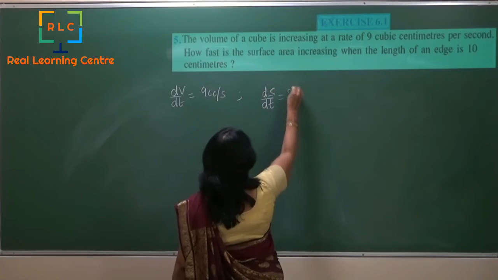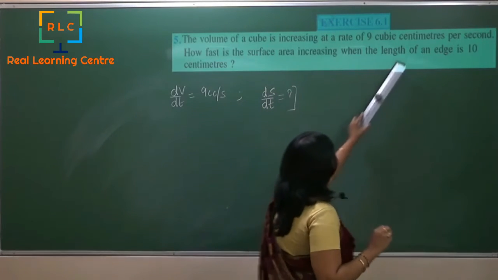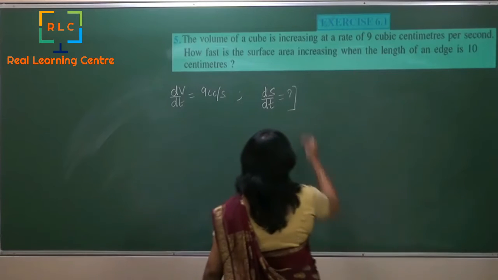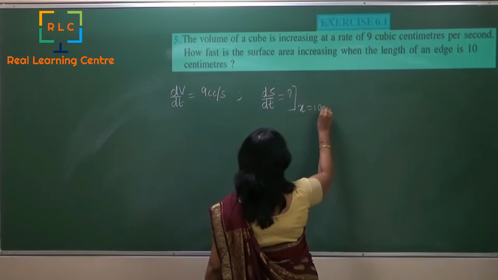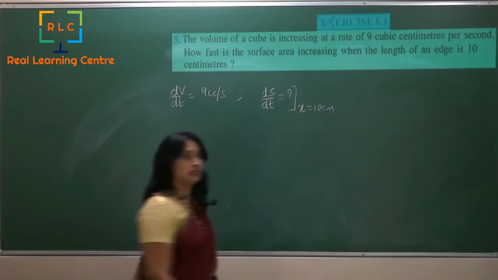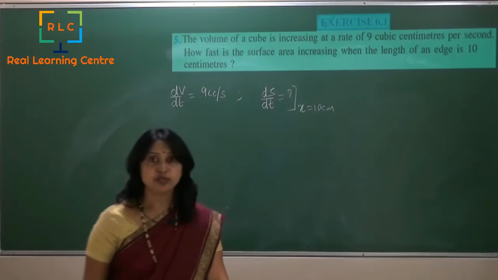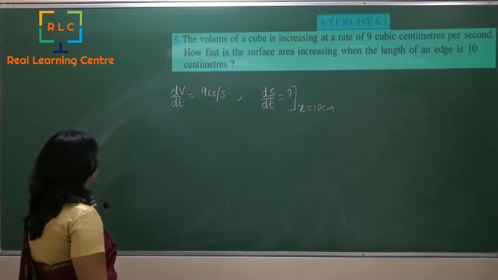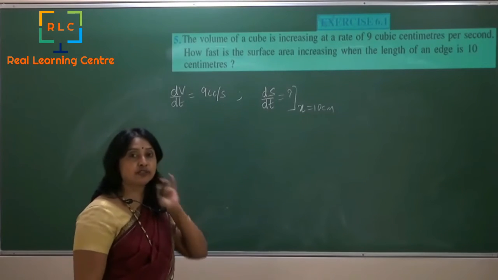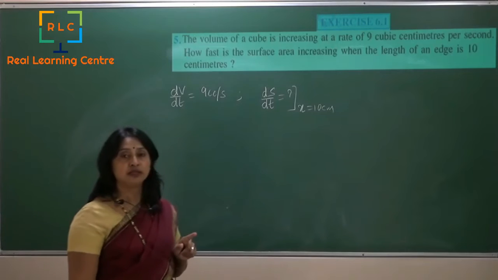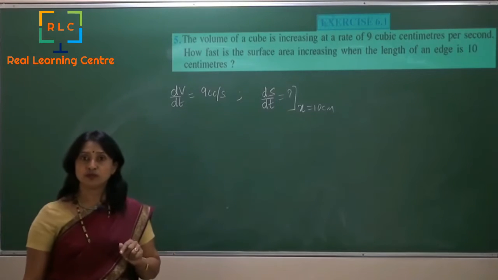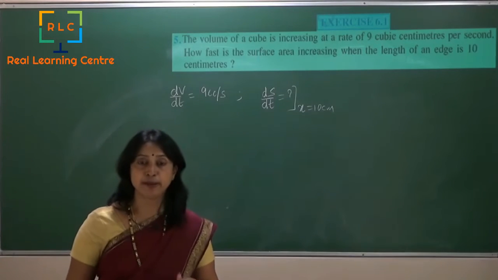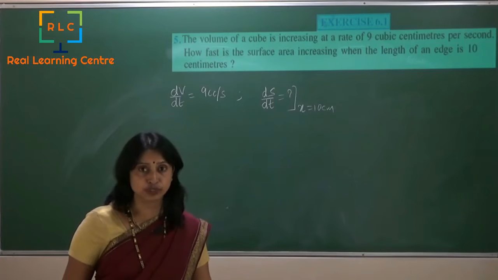ds by dt is equal to question mark, when the length of the edge x is equal to 10 centimeter. Okay, the volume of the cube is given to you, the rate of change of volume is given to you, and you have to find out the rate of change of surface area. So both volume and surface area depend on x, the edge of a cube.